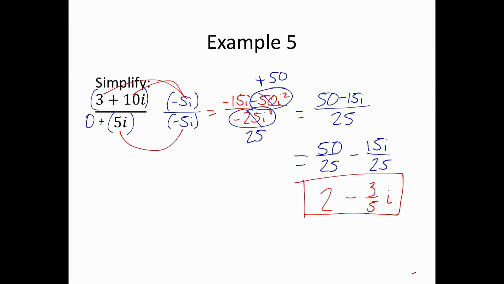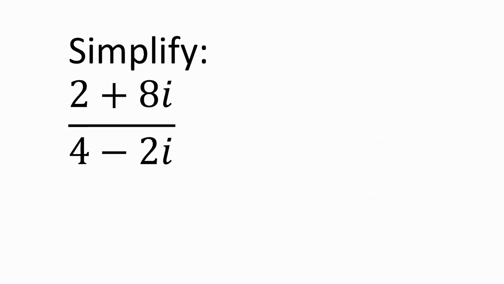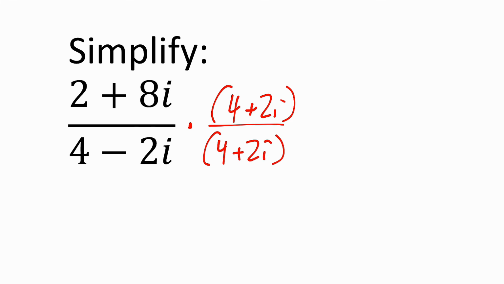Let's try one with a little bit more in the denominator. So we have, goodness gracious, 2 plus 8i over 4 minus 2i. We're going to multiply the numerator and denominator by 4 plus 2i, the complex conjugate of the denominator. Now this is going to require a little bit more work because obviously there are more terms here. But we're going to just distribute.